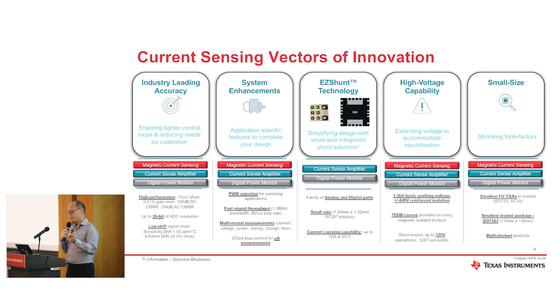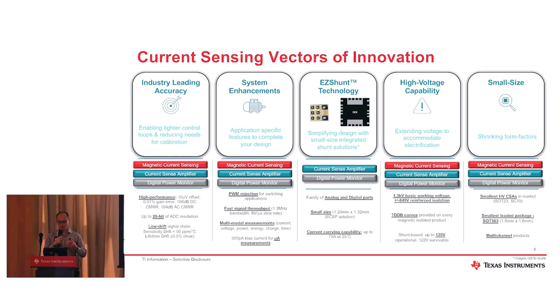Moving to the middle one, EZShunt Technology. We have an innovative technology, which I will explain more in later slides. We use our lead frame as our shunt. So you don't need to put an external resistor as a shunt. The lead frame itself is the shunt. With that, we make it small size and make it able to carry current of up to 75 amps. And as the voltages go higher and higher, we can also support 1.3 kilovolts working voltages.